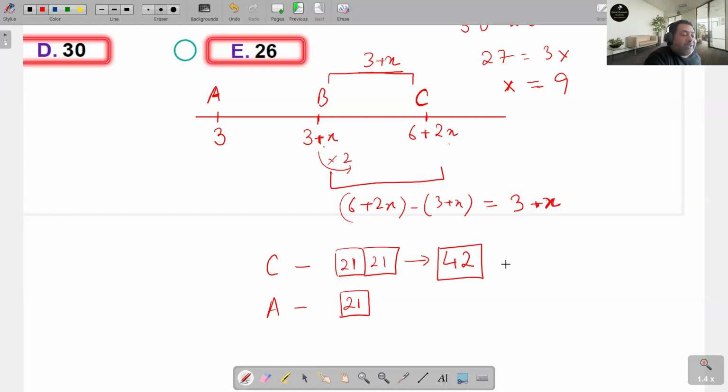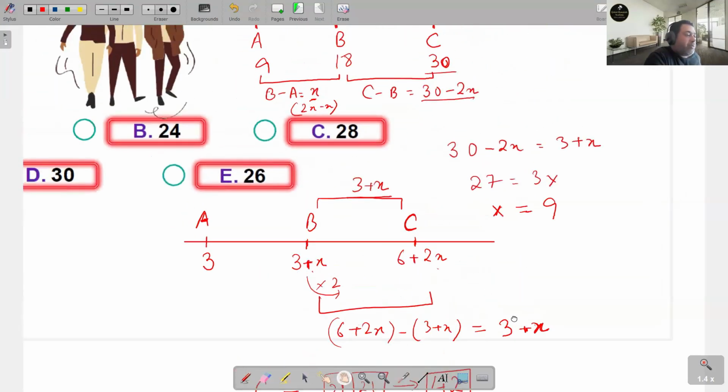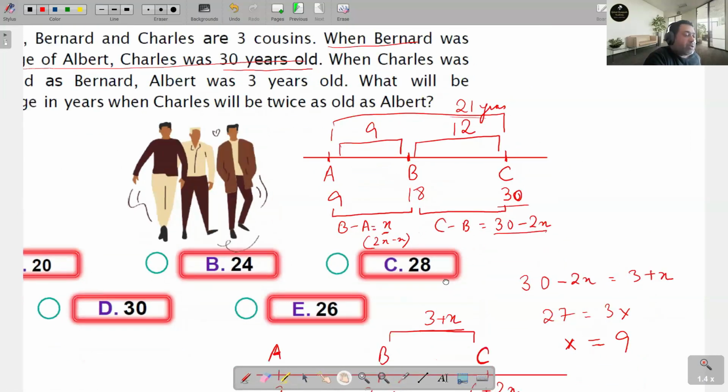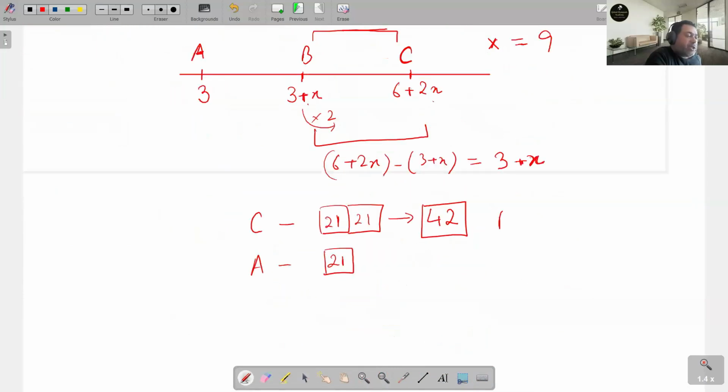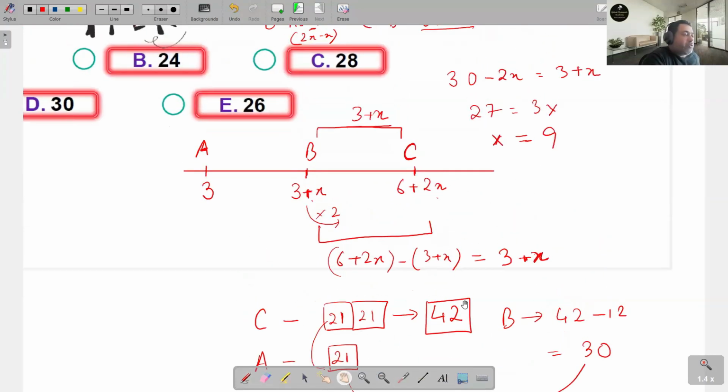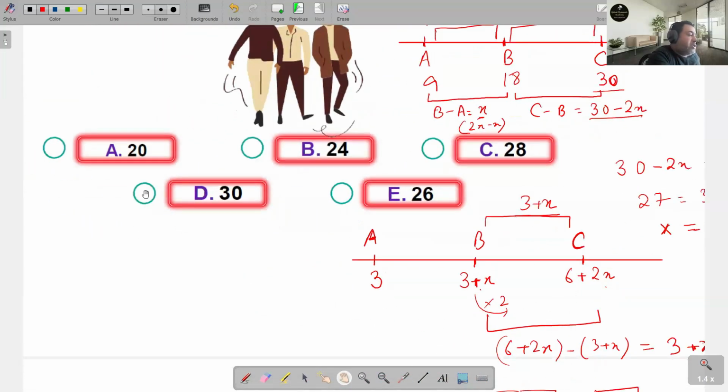All right. Now, when Charles' age is 42, at that time, what will be the age of Bernard? Bernard is 12 years younger than Charles. So at that time, Bernard's age will be 42 minus 12, which is 30 years. So you can see that the difference of Albert and Bernard is still 9. The difference of Albert and Charles is 21. And you can also see that Bernard and Charles' age difference is 12, of course, because we have derived from that only. So the correct answer for this question is option D, which is 30.